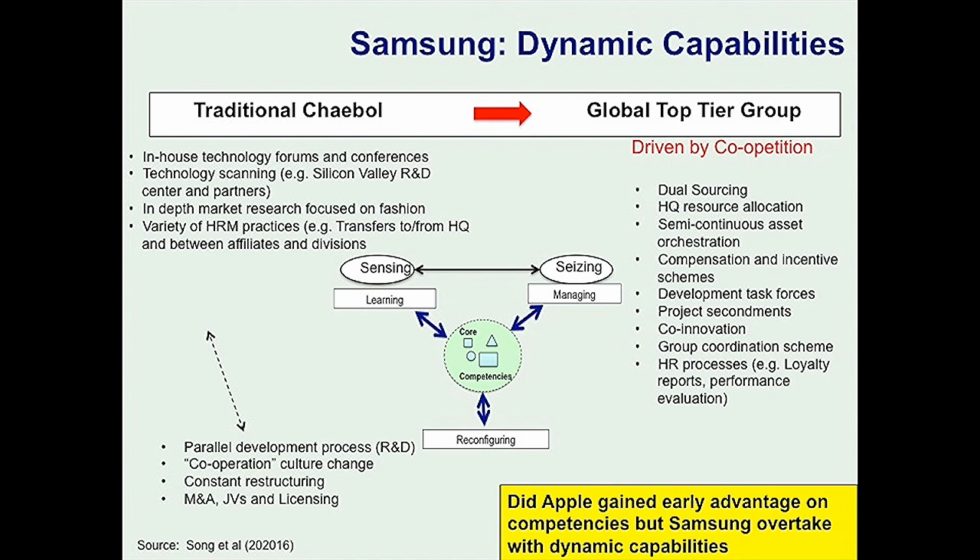It would appear that while Apple took an early lead through VRIO competencies it possesses, Samsung has overtaken it to become a global leader through its use of dynamic capabilities. It will be interesting to see how Samsung's dynamic capabilities allow it to respond to the more recent issues it has faced. So with IBM and Samsung, we have two examples of organisations that seem to thrive through deploying dynamic capabilities rather than through the possession of competencies and resources that pass all elements of the VRIO test.